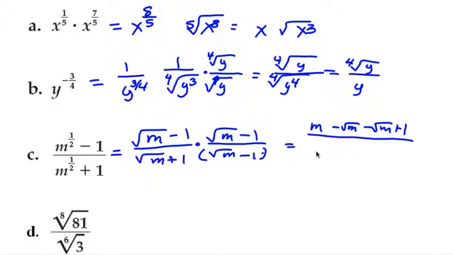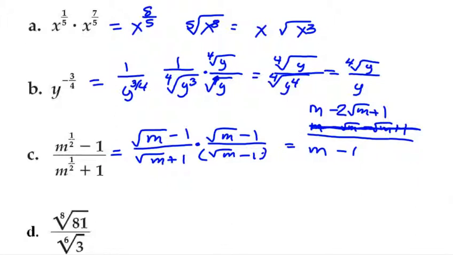On the bottom, remember the reason why I used the conjugate is so I could get rid of those square roots. So square root of m times the square root of m is m. My inner and outer will cancel. 1 times negative 1 is negative 1. So my bottom is simplified. My top, I need to combine these two terms. So it's going to be m minus 2 square roots of m plus 1. So that becomes my new top, just simplified.